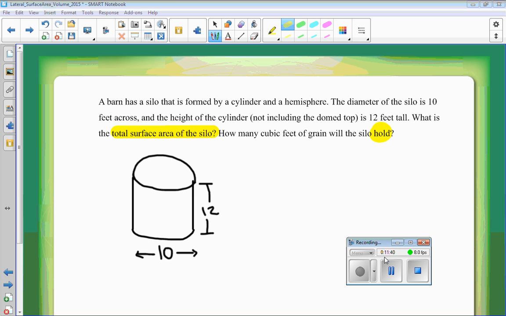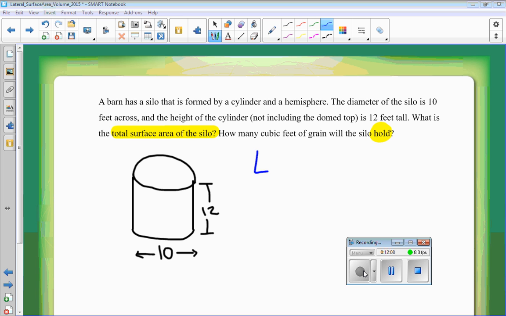So think about that when I'm asking you for the total area. Okay? So think about that. We're not going to paint the bottom because it's on the ground. So we're really looking for something else. Because we decided that we're going to be painting the silo, that means we're really looking for the lateral area of the cylinder, only the distance around. I'm not worried about the top or the bottom of the cylinder.